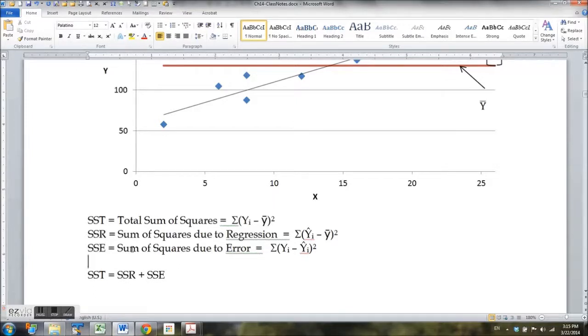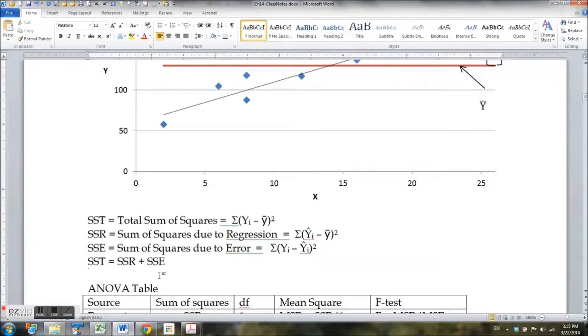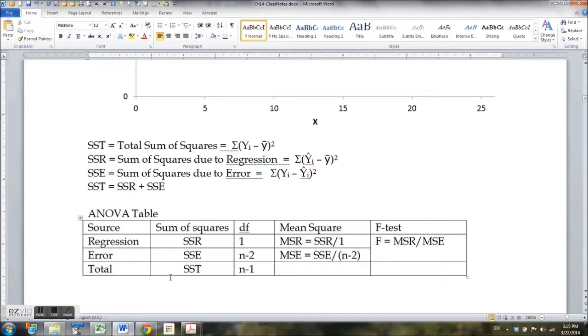Now, of course, SST is equal to the sum of these two sums of squares, SSR and SSE. Since these are sums of squares, we can assemble them in a table, and we call this table the ANOVA table, but this is a different kind of ANOVA table from chapter 13. This is the ANOVA table for regression analysis. So you have the regression sum of squares, and the degrees of freedom is 1. Then you have the error sum of squares, SSE, and the degrees of freedom is n minus 2. You add these two, you get SST. You add these two, you get n minus 1.